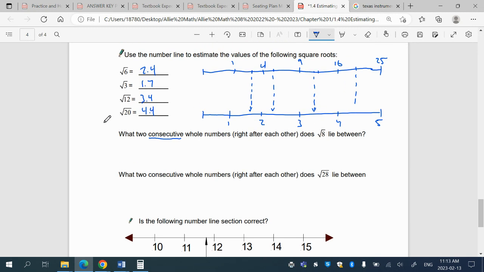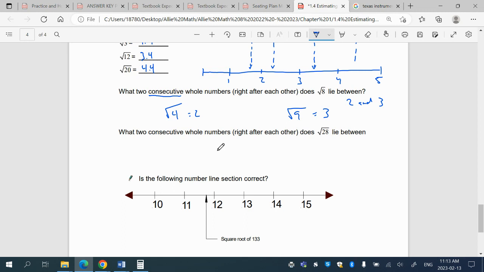So we know that the square root of 4 equals 2. We know that the square root of 9 equals 3. So since 8 is between 4 and 9, the two consecutive numbers it lies between are 2 and 3. We can look here as well: the square root of 4, the square root of 9. The square root of 8 would be about there, right? So we can see that it's going to lie between 2 and 3, but closer to 3.